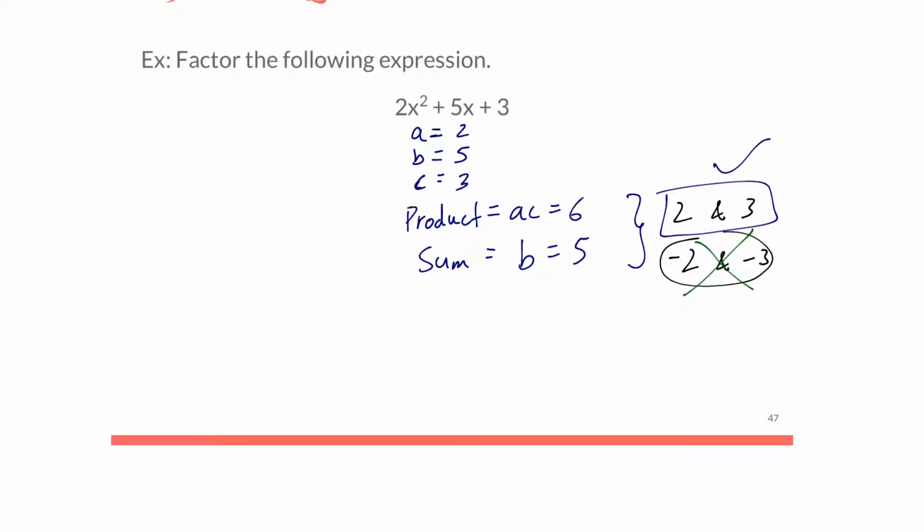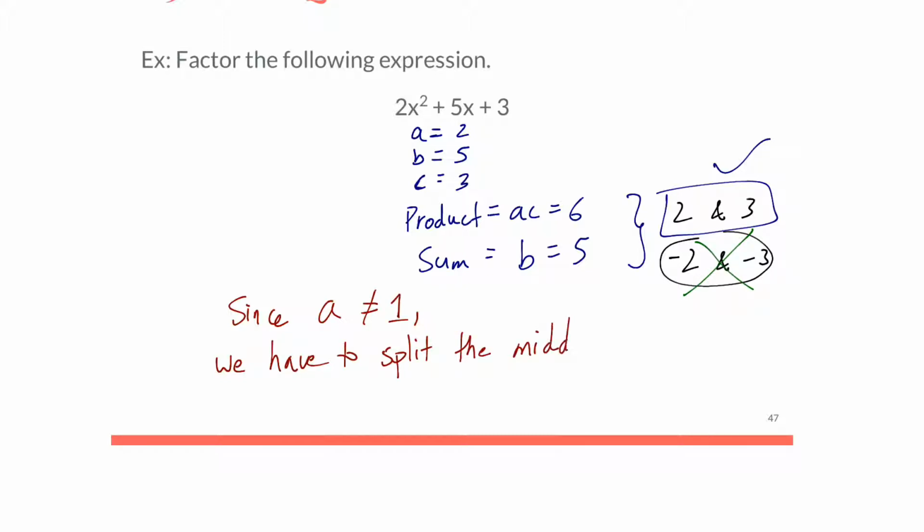Okay, so now is the slight difference that we'll encounter. Since A is not 1, we would have to do this the long way. We would have to, let me mention what the actual process is called. We have to split the middle term. And by the middle term, I mean in the original expression, the 5x. And here's how we do it.